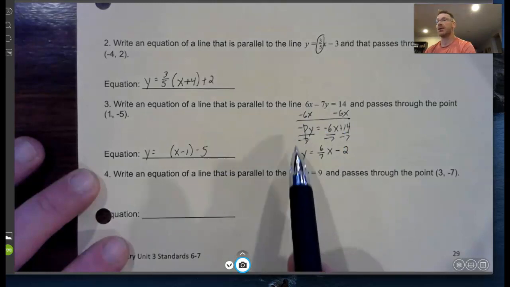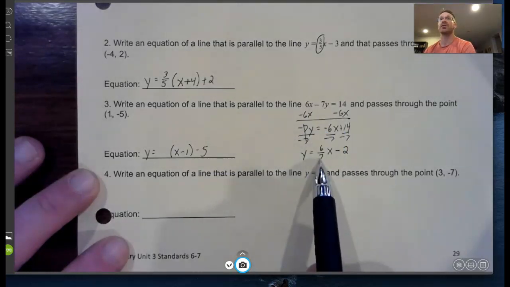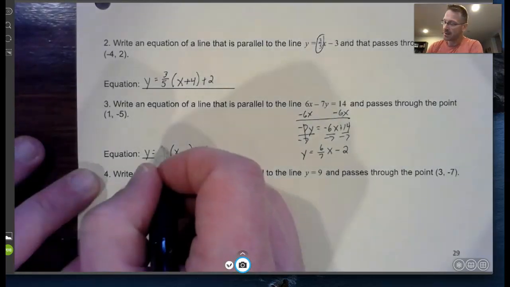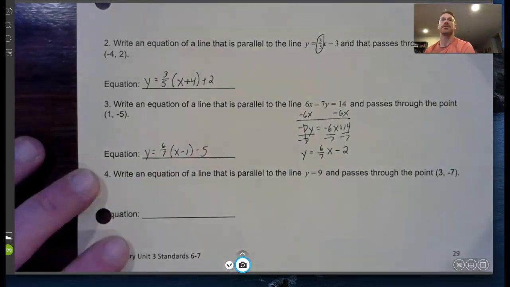So now once I've done this work, I can see the slope of my first line. My given line is 6/7. I want that slope to match, so it's got to be 6/7 here. Let me make that a 7 so that you can see. There you go. And that's the work that you have to do.